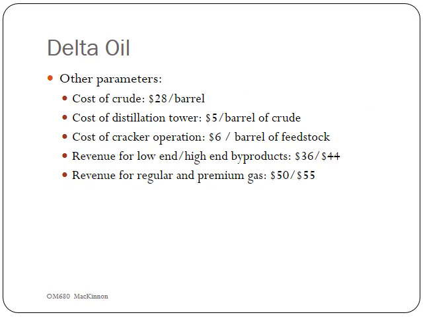Other parameters. The cost of crude is $28 a barrel. The cost of the tower is $5 a barrel for everything it processes. The cost of the cracker is $6 a barrel for the feedstock that it processes. The revenue for low-end and high-end byproducts is 36 and 44, and the revenue for regular and premium gas is 50 and 55 respectively.